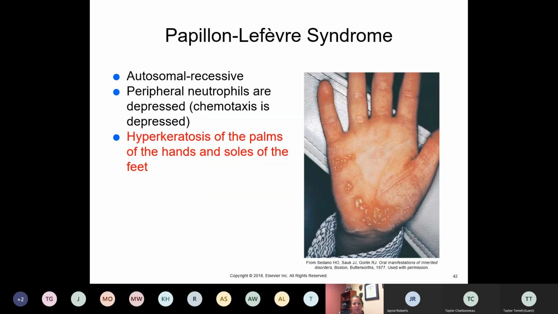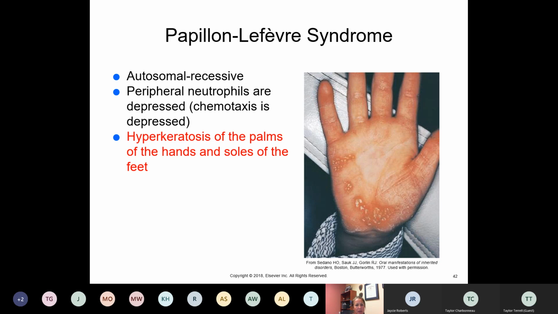Okay, Papillon-Lefevre syndrome is a recessive condition. I'm not going to ask you guys to know recessive or dominant on the test, just so you know. I've highlighted in red the things that I think are the most important. In Papillon-Lefevre syndrome, the peripheral neutrophils are depressed. You remember how the neutrophils are the first responder and they get into their little taxis and head out to the site of infection. We don't have enough of those to fill up our taxis to get out there. So it's depressed and we don't have as much help with that inflammation.